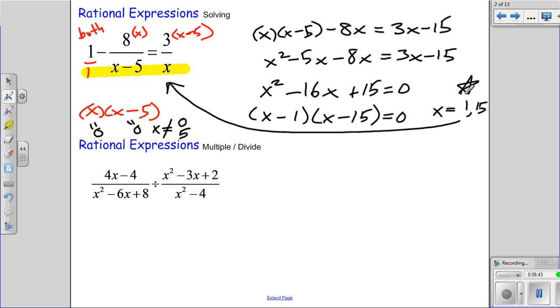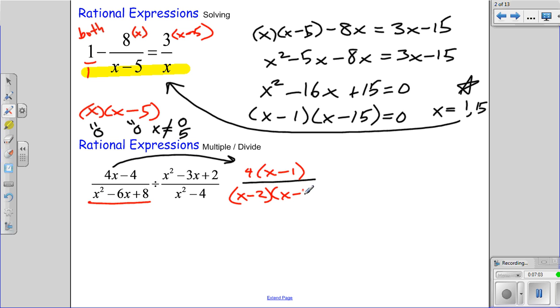Now multiplying rational expressions, we want to again factor. So I'm going to take this first term and I'm going to factor it over here. I'll do it in a different color. Do this part in red. So we're going to take out a 4, and then we have x minus 1. And then the bottom is going to be x minus 2 and x minus 4. And then what we're going to do is multiply, and I'll do the second fraction in black here. And because of the division, I'm going to flip it and make it multiplication. So I'm going to factor the bottom, but I'm going to put it on top.